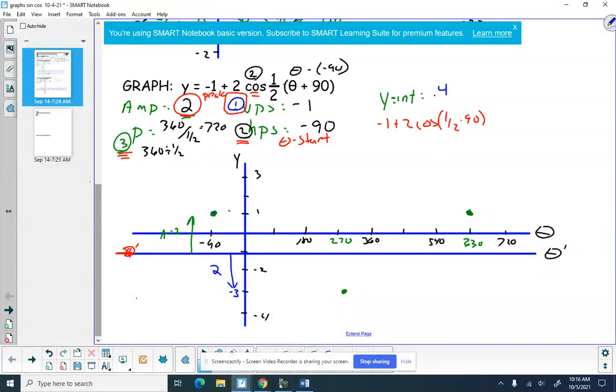Between a peak and a valley, you will cross the prime axis. So between negative 90 and 270, you will cross the prime axis. And then between 270 and 630, the exact same thing. I'm going from a valley to a peak, so halfway between a valley and a peak, I will be crossing the prime axis. So play your games of halves twice.